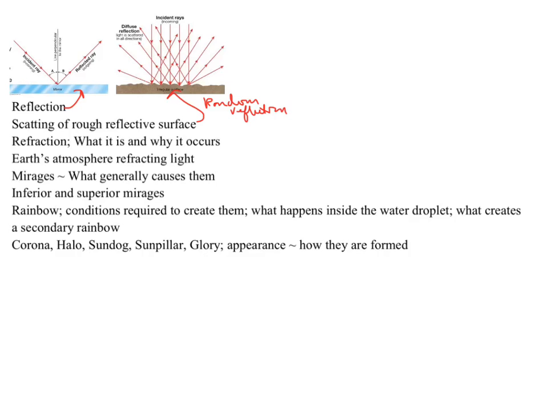Then we have kind of a little more random reflection, and the example was if you take a piece of aluminum foil and crumple it up and then kind of smooth it out again, light that falls on that kind of rough surface will reflect, but it will reflect more randomly. Refraction and why it occurs. Refraction is actually the bending of light as it passes from one medium to another medium.